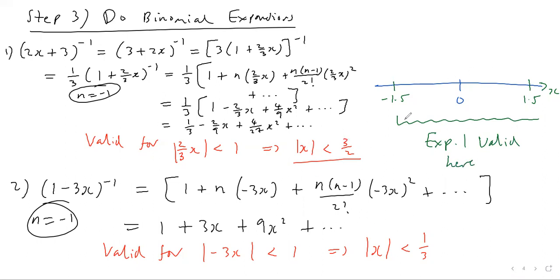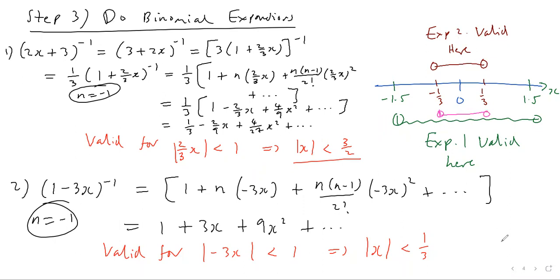But how about the second expansion? The second expansion is valid when x has an absolute value less than a third, so 0.3 recurring. Let's do this in a different color. Minus a third is there, 1/3 is there. So the second expansion is valid in this region here. That means that both expansions, when you add them together, are only going to be valid in the intersection between these regions, in this pink region.